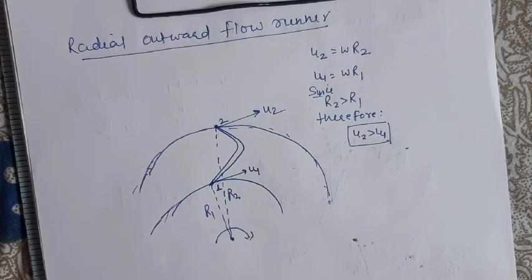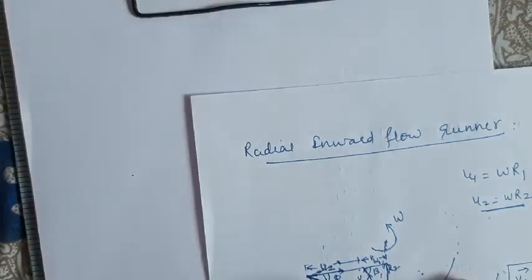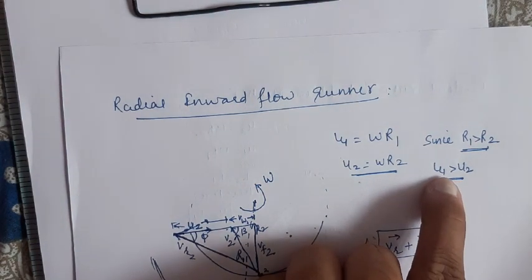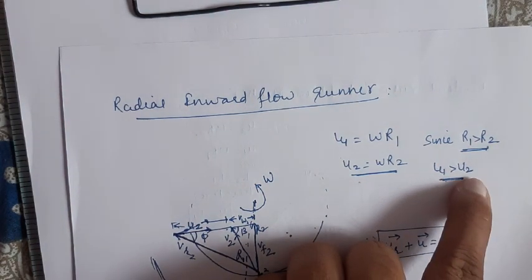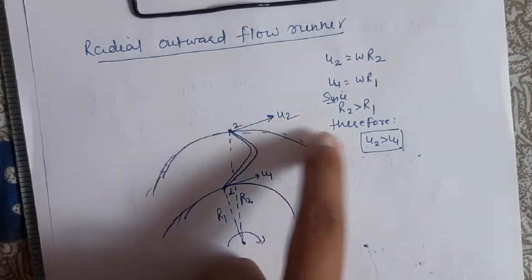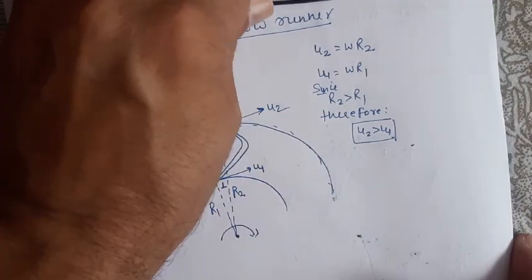It is just reverse of inward flow. In inward flow, we had U1 greater than U2, because entry is at the larger radius and exit is at a smaller radius. Over here, the entry is at a smaller radius and the exit at a larger radius, therefore U2 is more than U1.